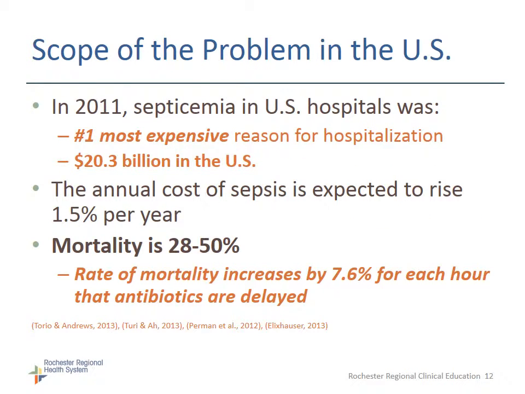In 2011, septicemia in U.S. hospitals was the number one most expensive reason for hospitalization. It cost $20.3 billion in the U.S. The annual cost of sepsis is expected to rise 1.5% per year. Mortality rate is 28 to 50%, and the rate of mortality increases by 7.6% for each hour that antibiotics are delayed.